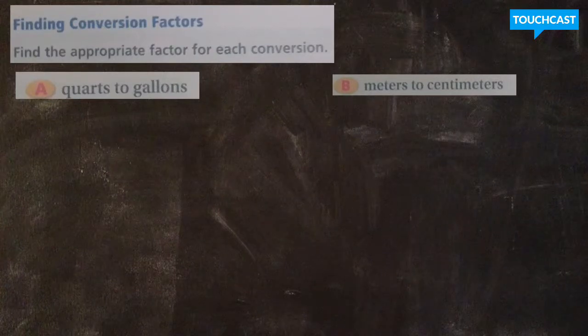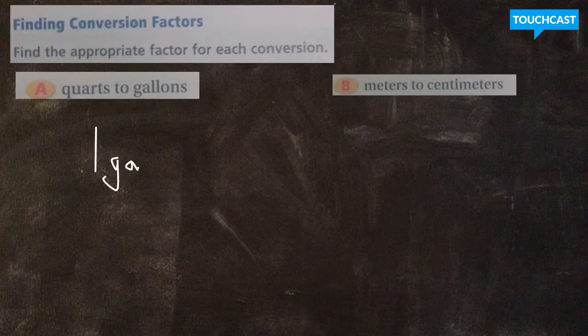So in our first example, we're going to be finding conversion factors. We need to find the appropriate factor for each conversion. So when we convert quarts to gallons, let's think. What does a quart sound like? A quarter sounds familiar, and there are 4 quarters in a dollar, or 4 quarters in a whole. So in 1 gallon, there are 4 quarts.